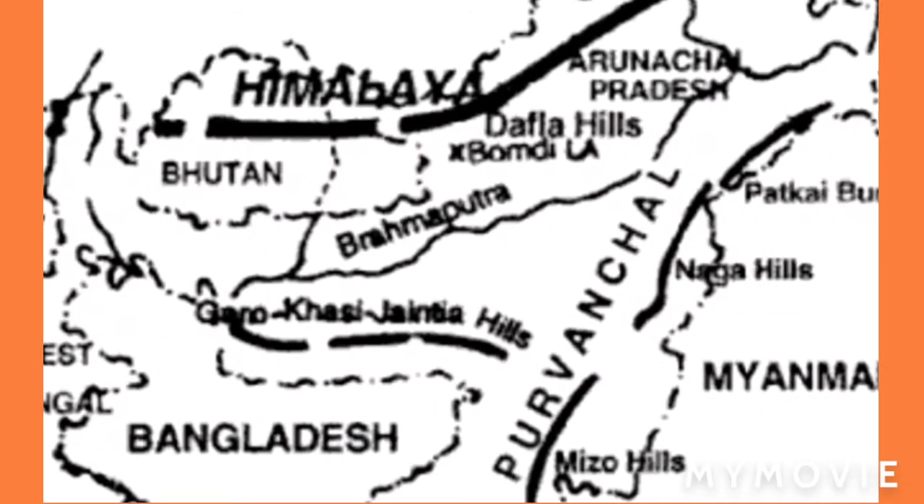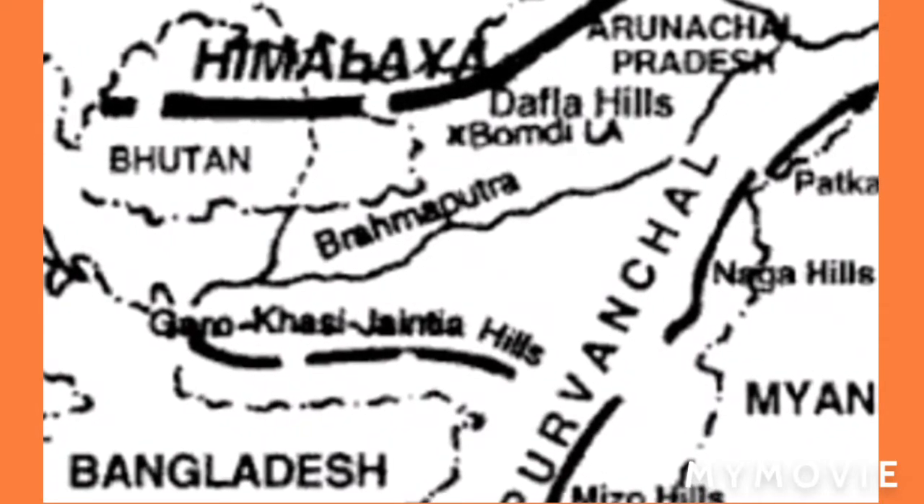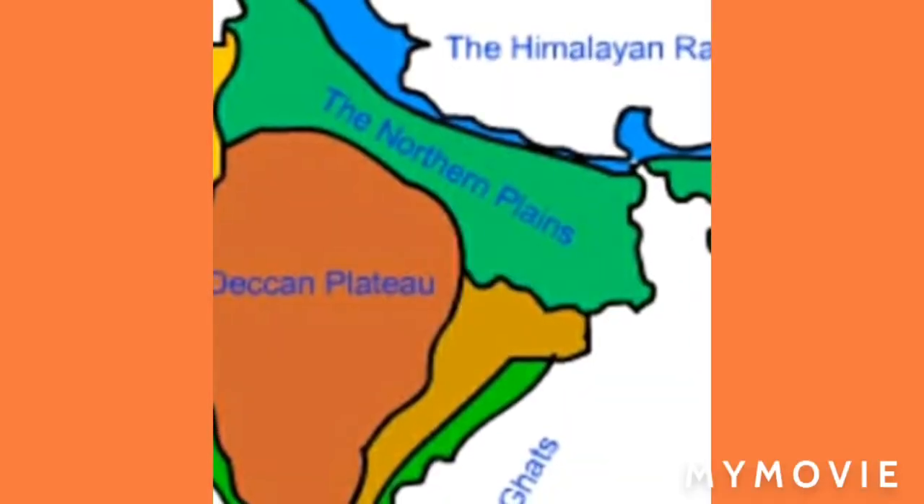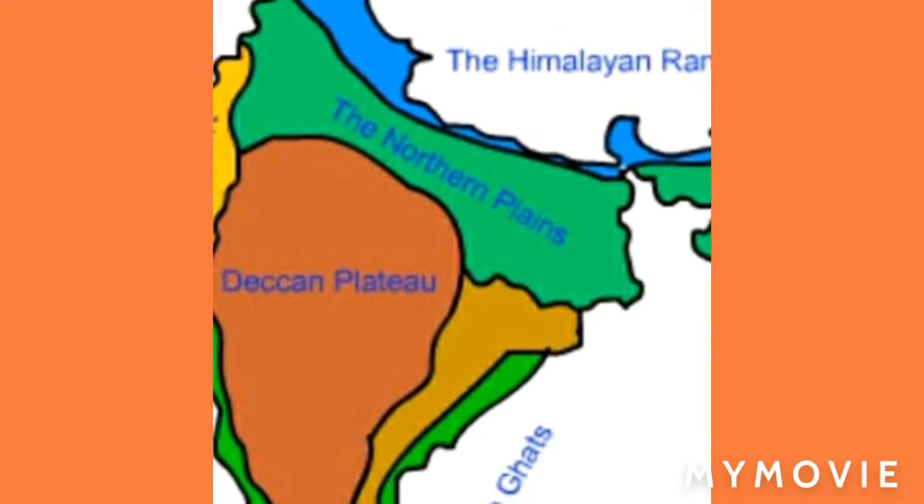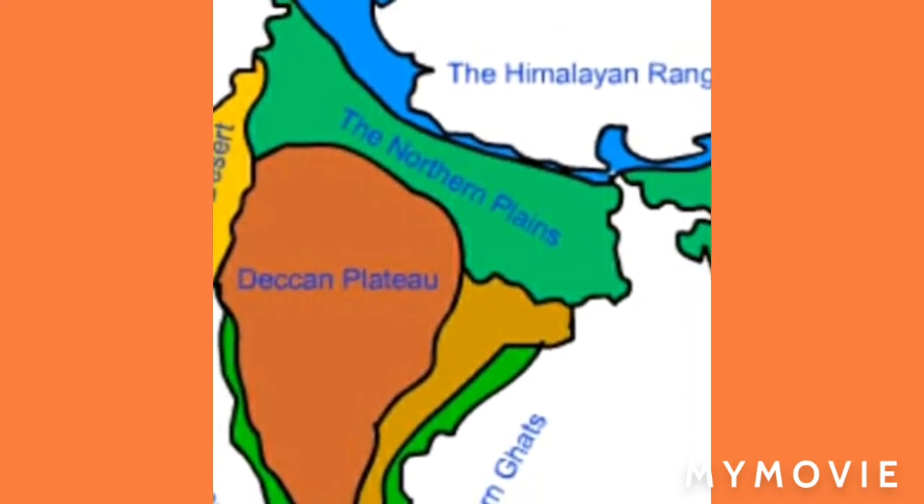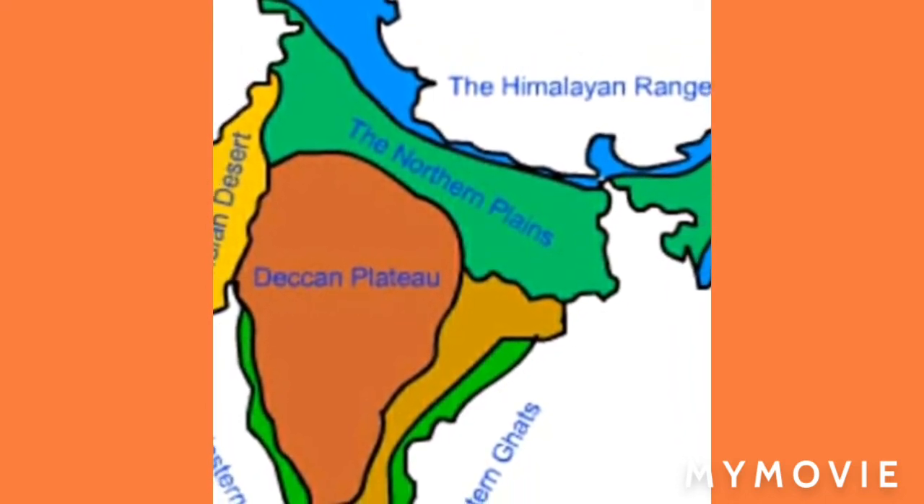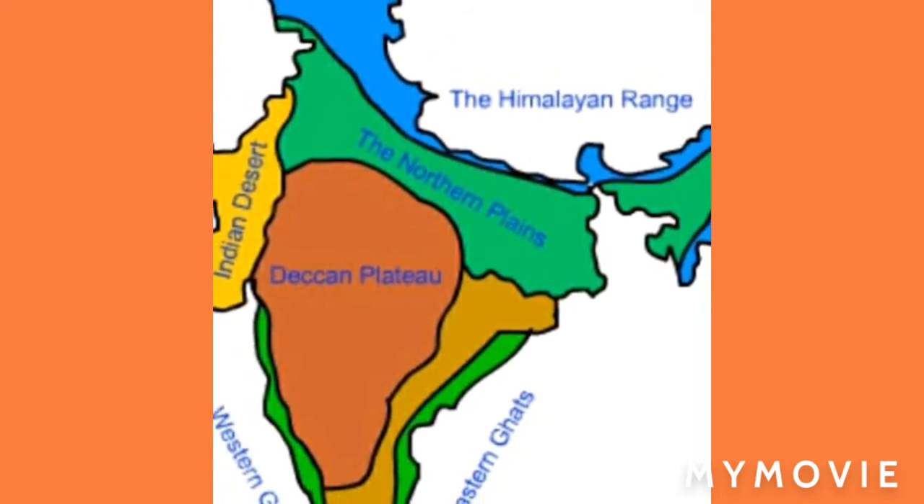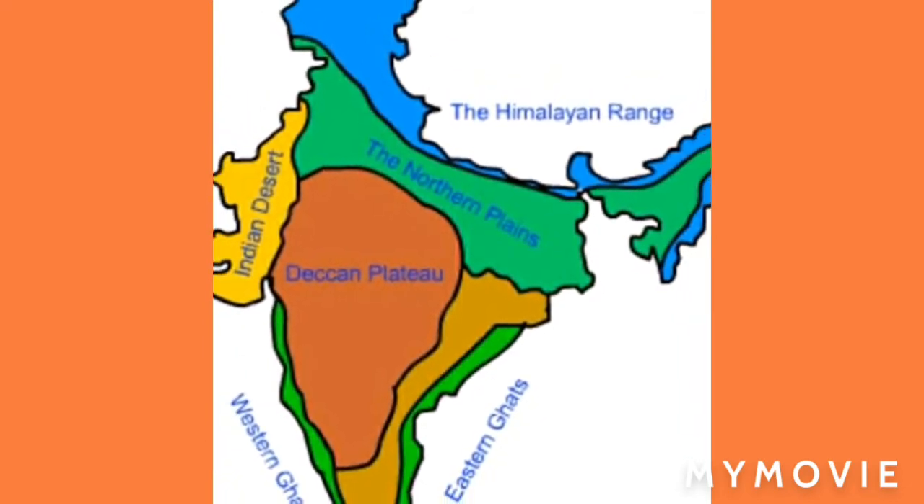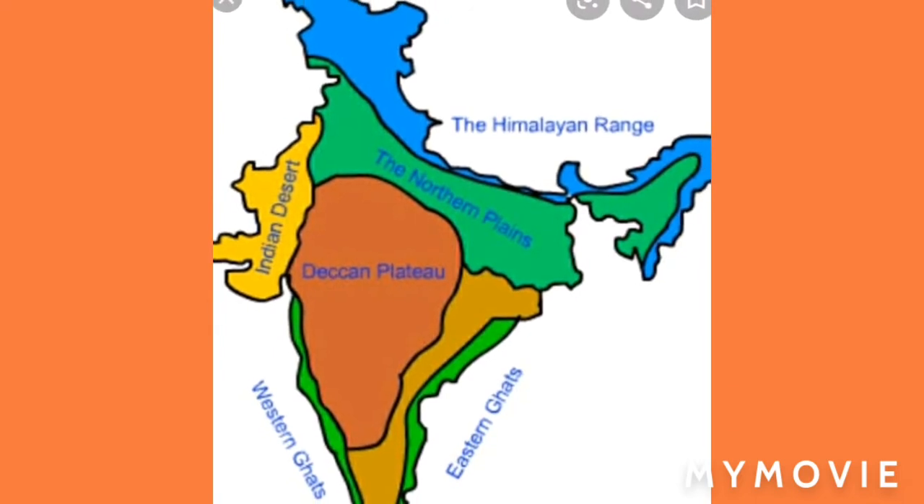The second physiographic division of India is known as the Northern Plains. The Northern Plains have been formed by the interplay of the three major river systems, namely the Indus, the Ganga, and the Brahmaputra, along with their tributaries. This plain is formed of alluvial soil.